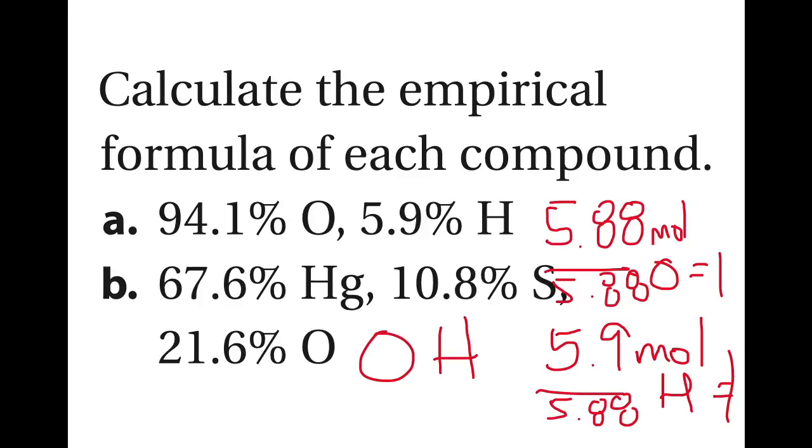So it's literally almost a 1-to-1 ratio, because the number that you get when you divide 5.9 by 5.88 is 1.003. So instead of me multiplying both numbers by thousands, I'm just going to round that 1.003 to 1, and that gives me a 1-to-1 ratio. So again, it should give me the empirical formula of OH.